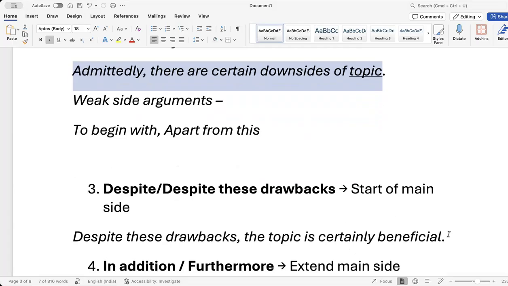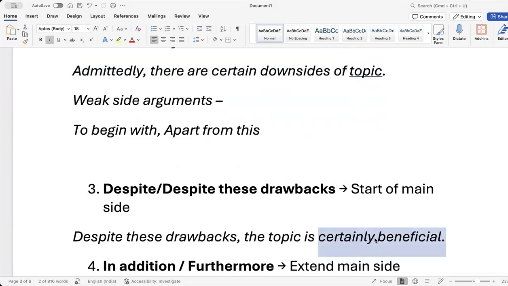So I'm giving my opinion clearly that the benefits are more. It's beneficial despite the drawbacks.